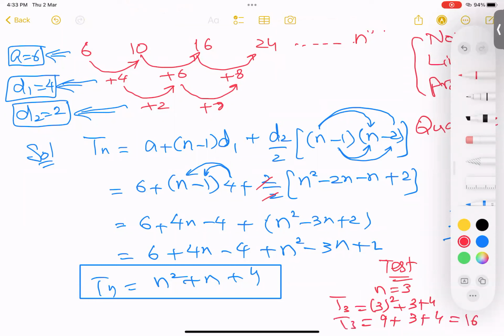Now even check with the fourth term, which is 24. Term number 1, term number 2, term number 3, term number 4 is 24. If I plug in 4 everywhere, what happens? Let's see. Here 4 squared, I get 16. Here 4, I get 4. And this 4 is coming as it is. 16 plus 4 is 20, plus 4, I get 24, which totally matches. So I believe you got the point, and it's a little complicated.